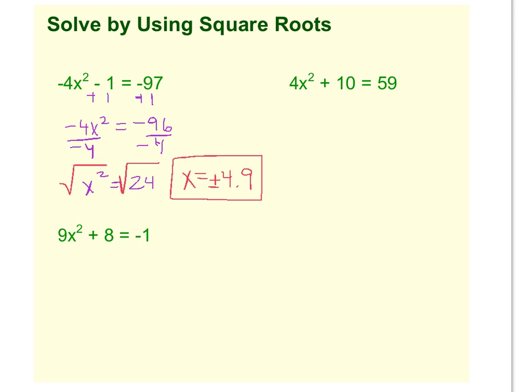Remember, when you're solving a quadratic equation for x, you basically are finding the x-intercepts of the graph. So it makes sense that you would have two x-intercepts, +4.9 and -4.9.